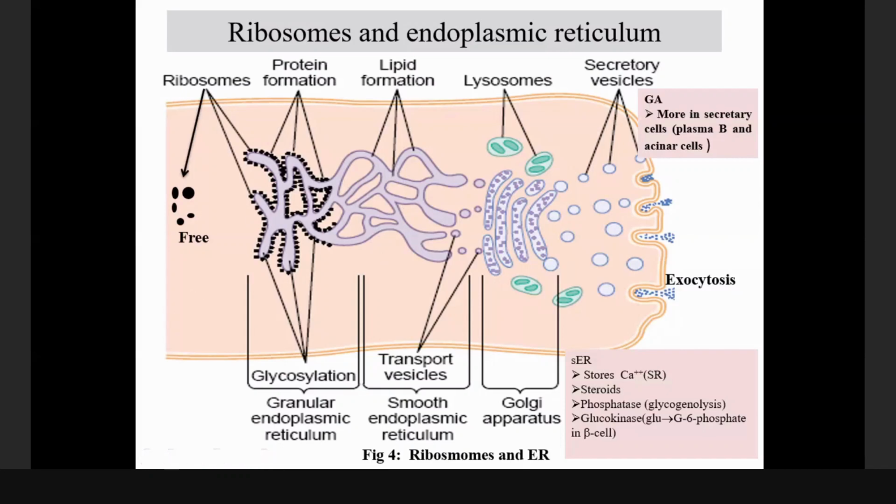The smooth endoplasmic reticulum is very important for lipid formation, or lipid synthesis. Look, the smooth endoplasmic reticulum is very important for the following. One, storing calcium, like the sarcoplasmic reticulum. SR is called sarcoplasmic reticulum.